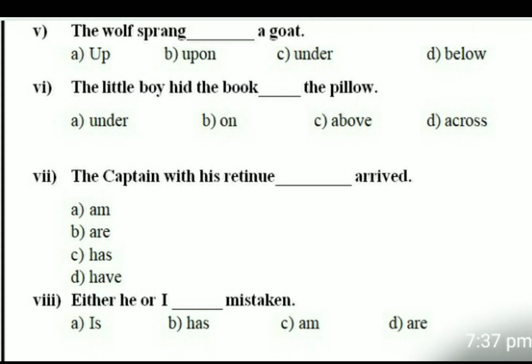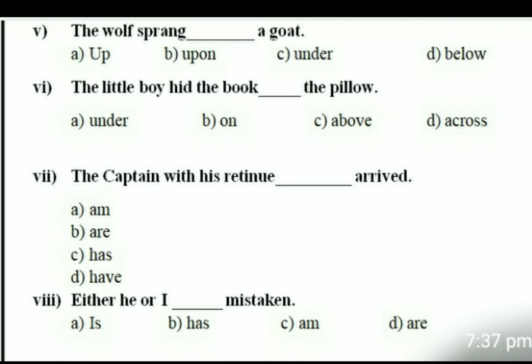Moving on to sentence number 5. The wolf sprang dash a goat. The options are up, upon, under, below. And the correct preposition here would be upon. So the sentence would be, the wolf sprang upon a goat.